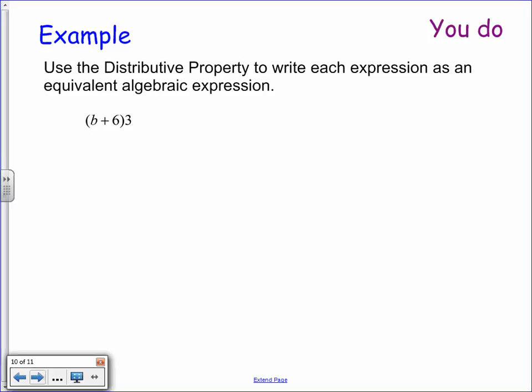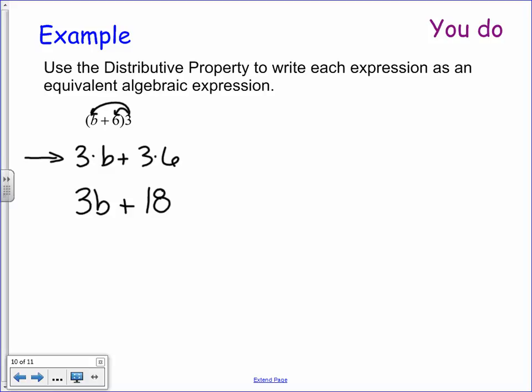Another you do. Go ahead and try this one. Pause me, and when you're ready for the answer, go ahead and replay me. All right, so we distribute. We get 3 times b plus 3 times 6, 3b plus 18. Okay, again, show me this step before you get to this step.